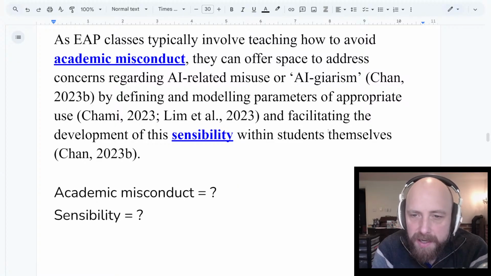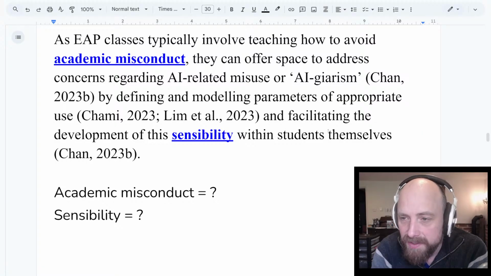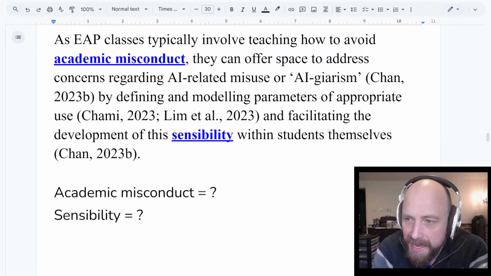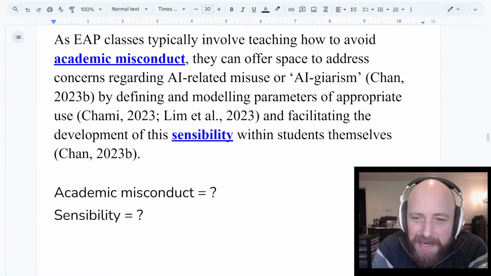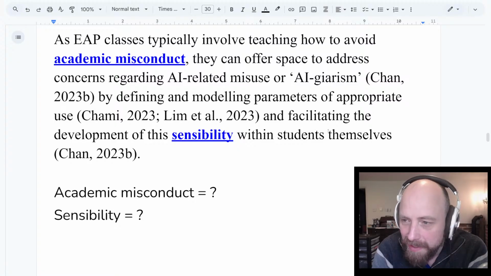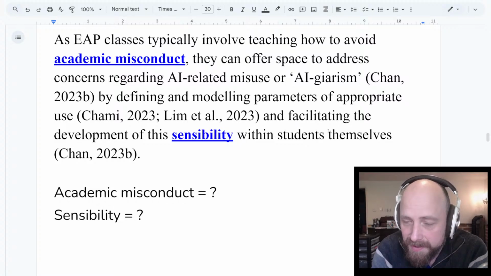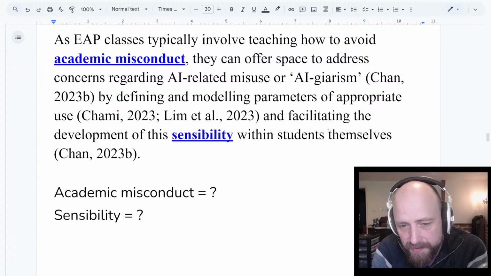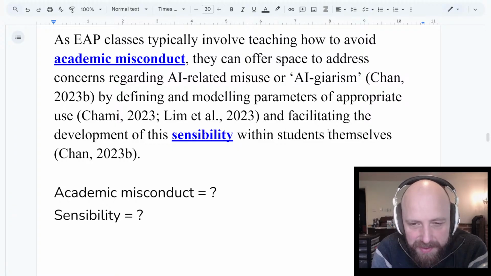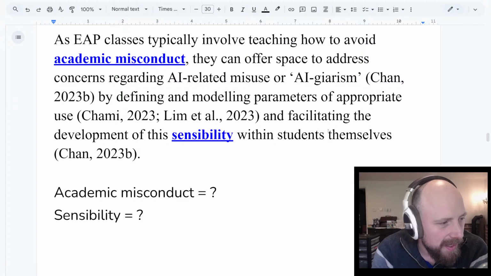Let's move on. As EAP classes typically involve teaching how to avoid academic misconduct, they can offer spaces to address concerns regarding AI-related misuse or AI plagiarism by defining and modeling parameters of appropriate use and facilitating the development of this sensibility within students themselves. So, academic misconduct and sensibility. What would you say those terms mean in this paragraph?